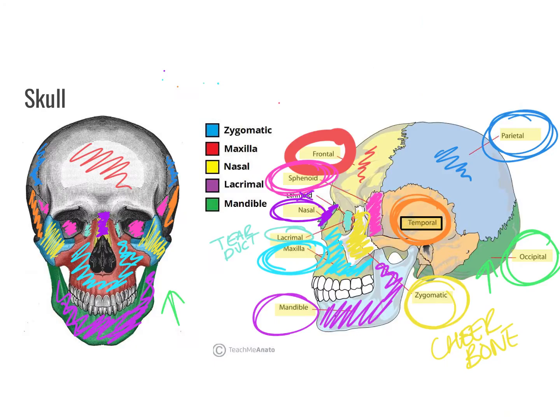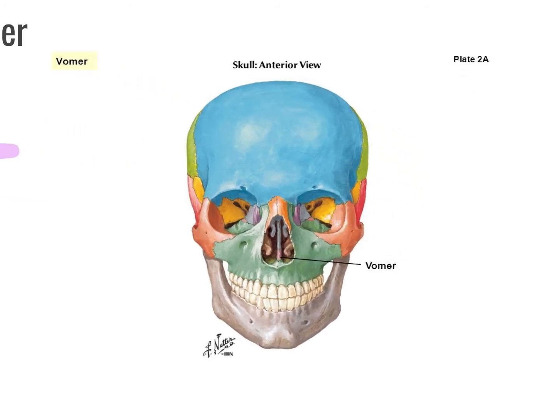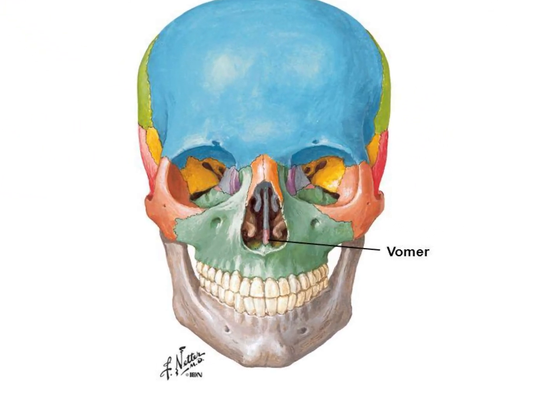Okay, all right, those are the major bones of the skull. Now we're going to get into some finer details. Another feature of the skull that you should know is called the vomer. The vomer anchors the septum dividing your left and your right nostrils. So let's zoom in on that picture. You should see the vomer right there, dividing your left and your right nostril. So that is the vomer.